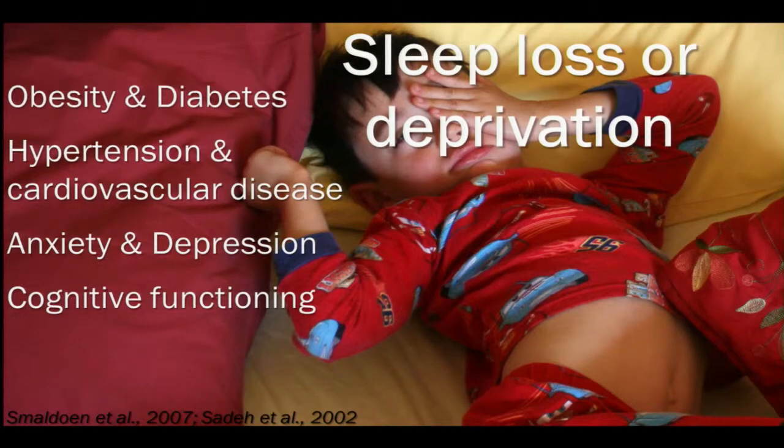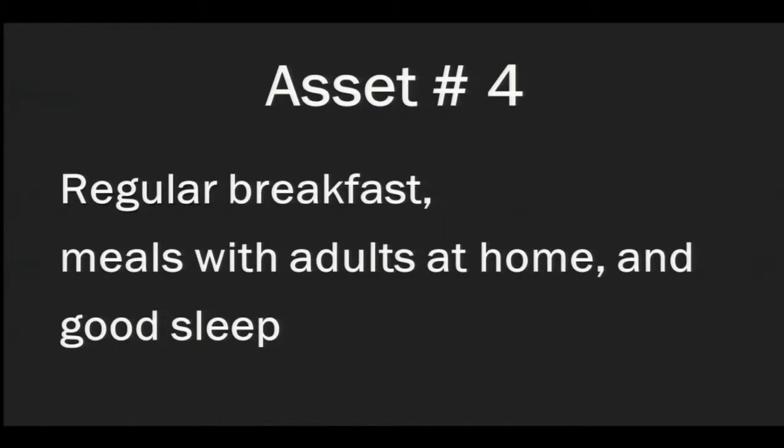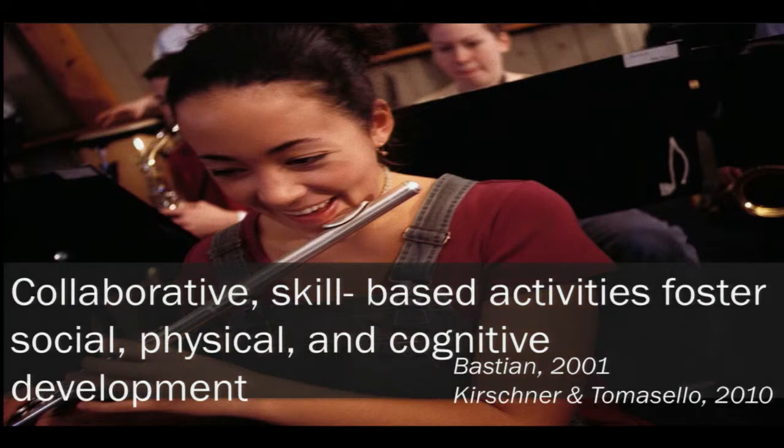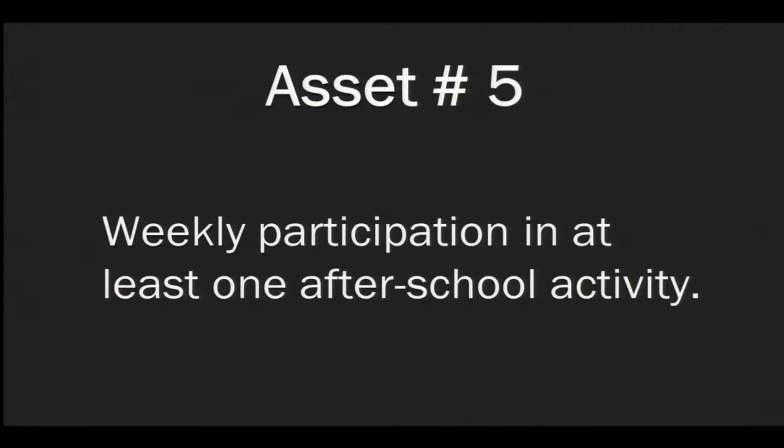There was some research I was reading that said kids today have 20% less sleep than they did a decade ago. So asset 4 is regular breakfast, meals with adults at home, and good sleep. And finally, constructive use of after-school time. And I don't have to emphasize here how important after-school time is.